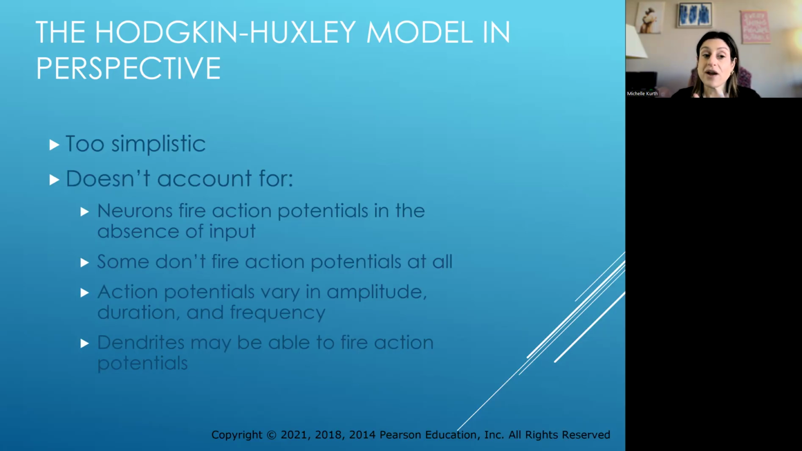Some neurons fire action potentials even when there's no clear input. So the Hodgkin-Huxley model assumes that input is always needed to trigger activity, but that's not always the case in living brains. And this model doesn't explain why certain neurons never fire action potentials, right? Even though they still play important roles in neural processing. And in real neurons, action potentials actually can vary in amplitude, in duration, in frequency. And the Hodgkin-Huxley model treats them as very uniform, which is helpful for teaching, but not always accurate.